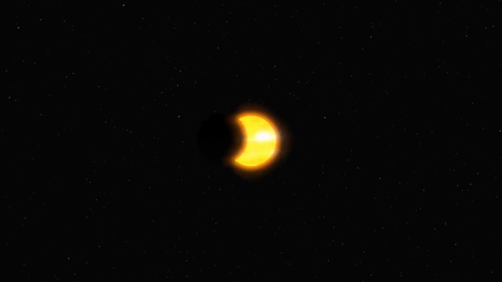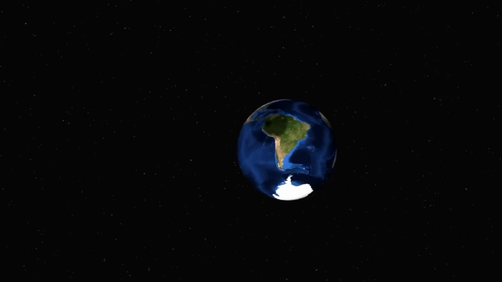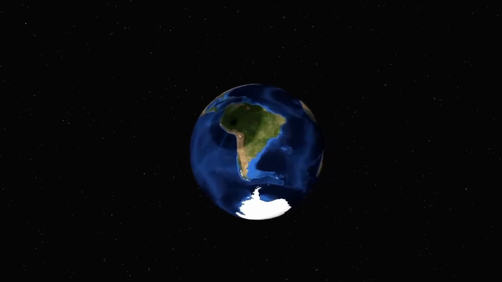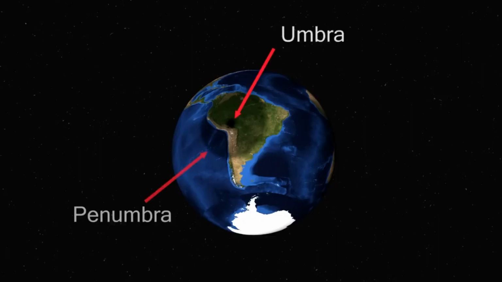even if you're lucky enough to be on the right spot on the Earth, the longest you'll be able to see a solar eclipse is about 7 minutes. You'll need to be under the umbra, which is the darkest part of the Moon's shadow.